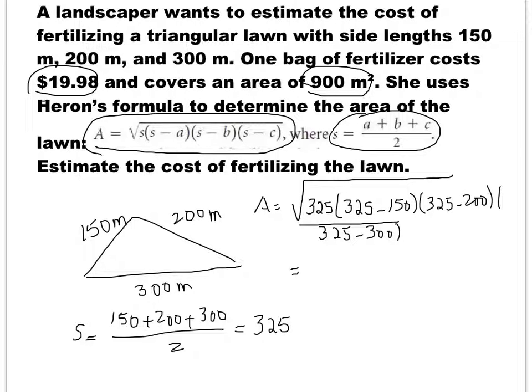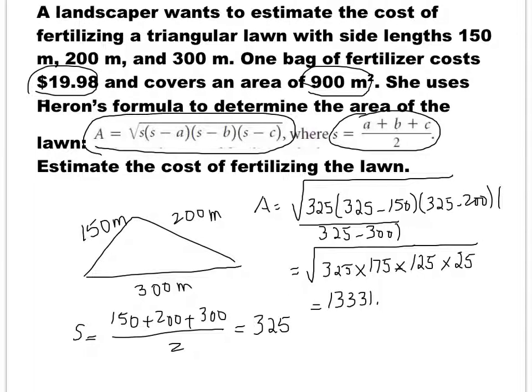Now, if I multiply all these together, I get the square root of 325 times 325 minus 150 is 175, times 325 minus 200 is 125, times 325 minus 300 is 25. If I find the product and then take the square root, I get 13,331.71. This is going to be my area in square meters.